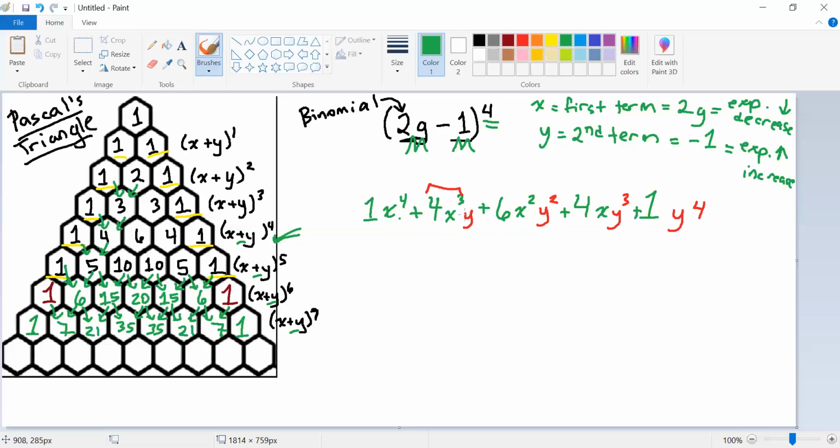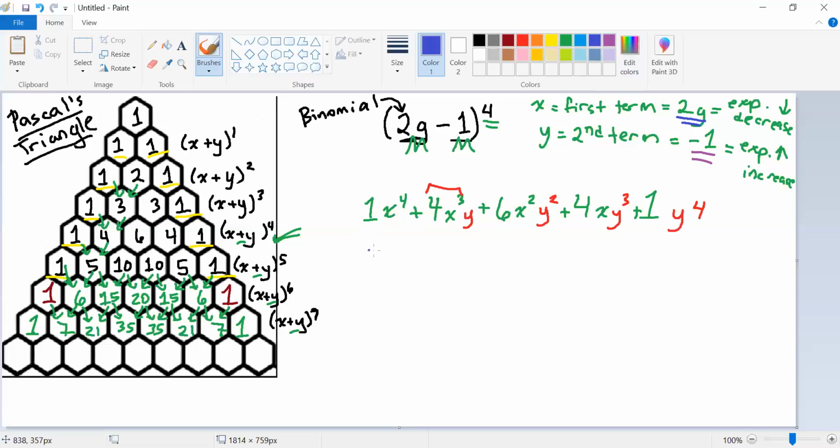Okay, so here I just took out my basic form. And now that I have my basic form, I can start replacing. I'm not going to write the coefficients 1 because anything multiplied by 1 is itself, so I'm going to leave that out. But I'm going to start substituting the x's and the y's. And remember, my x is going to be 2g, and my y is going to be -1.